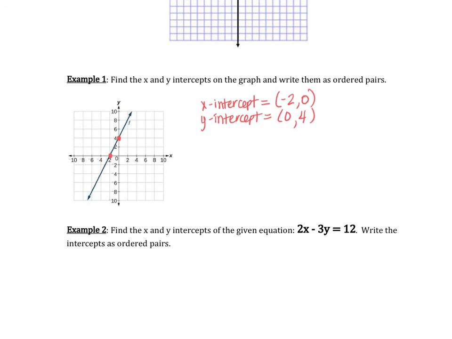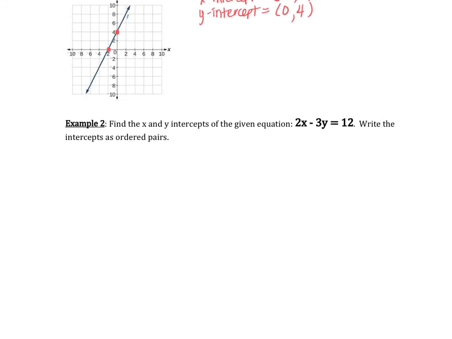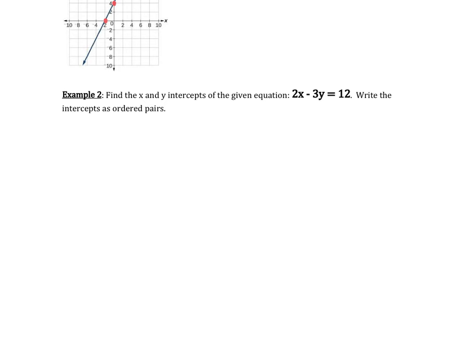Okay, now let's go down and look at example 2. Example 2 is a little different, it's a little more work. In example 2, we're going to be looking at an equation. And the equation in this case is 2x minus 3y equals 12. So I'm going to start by writing down that equation. Now my direction says find the x and y intercepts of the given equation, 2x minus 3y equals 12, and write the intercepts as ordered pairs.